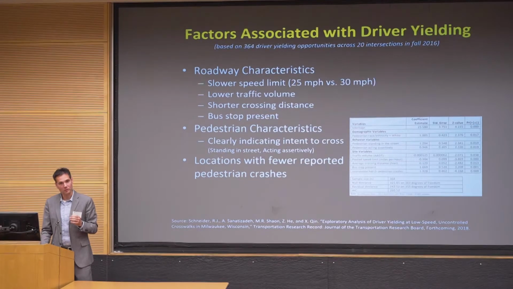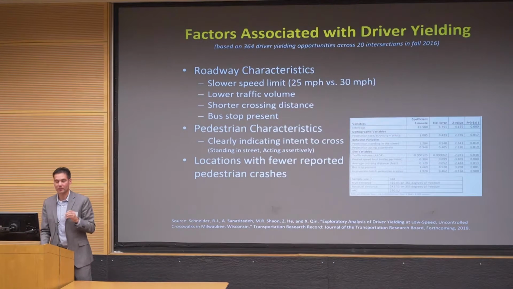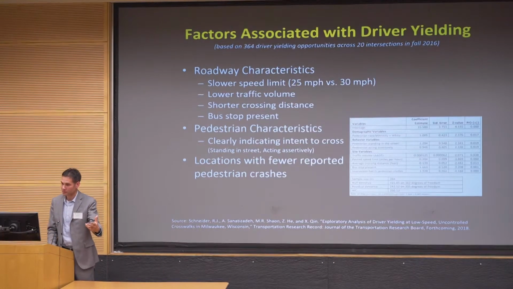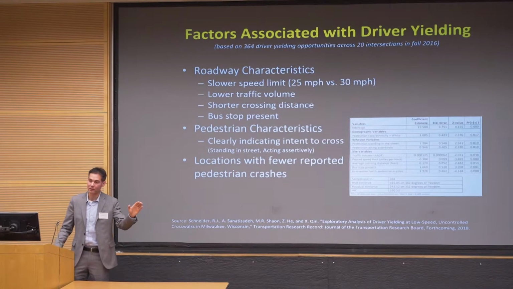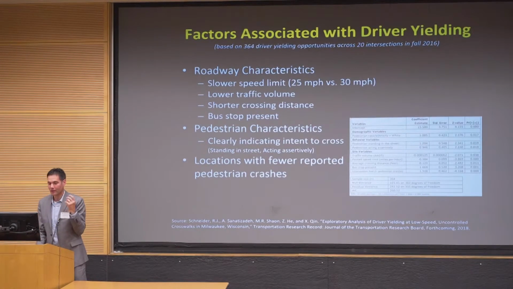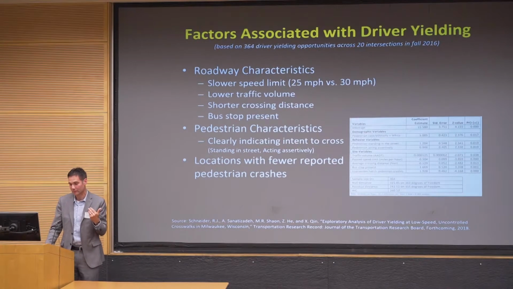Pedestrian characteristics were also important. Pedestrians who were clearly indicating their intent to cross were more likely to be yielded to. So if they were leaning towards the other side of the roadway or looking directly at the driver for more than 3 seconds, they had a greater chance of being yielded to.